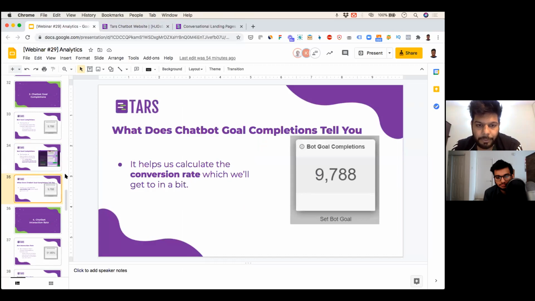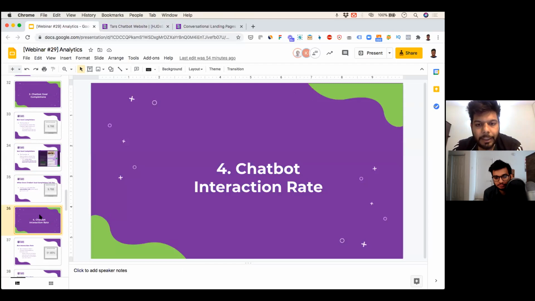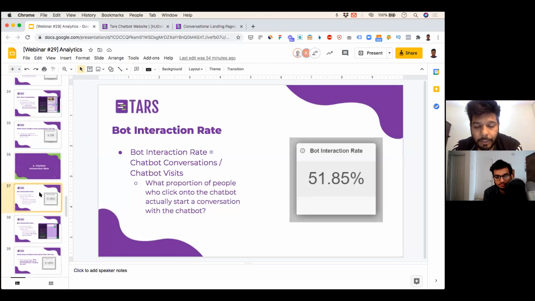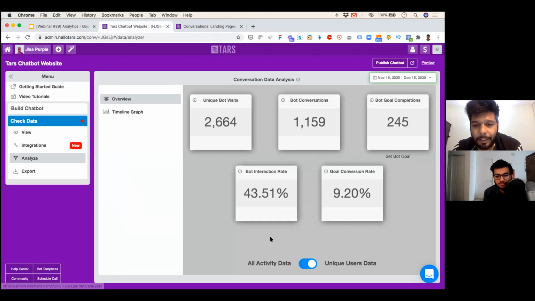Now you know what a bot visit means, what a conversation is, and what a goal completion is. Once you know all of these numbers, the fourth bit is the interaction rate. These numbers are the holy grail of your success, your business success using our platform. As simple as that, right? I wouldn't say it's going to be the only thing, but it's a good way to see the value being created right now.